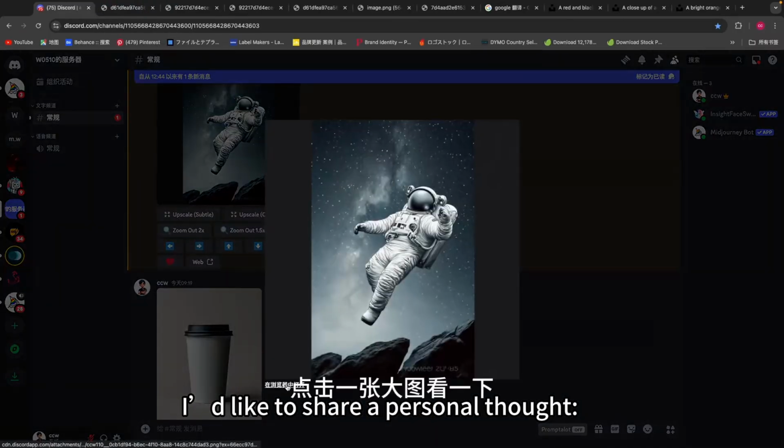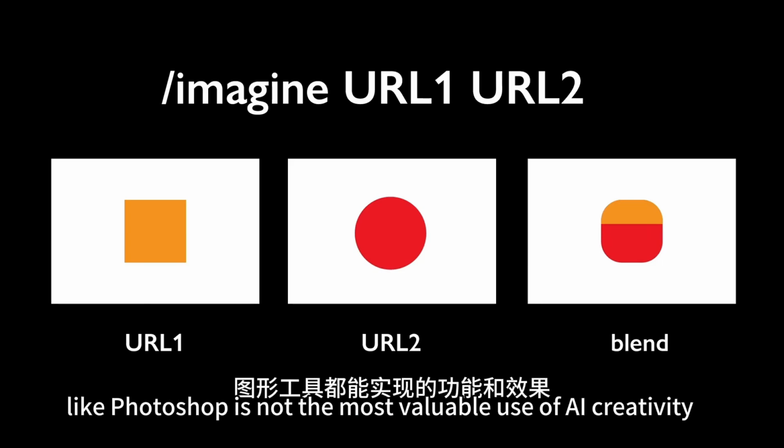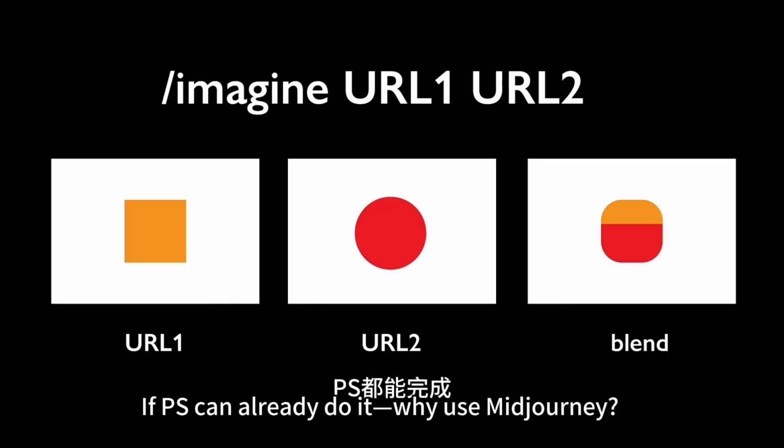Here, I'd like to share a personal thought. Any visual effect that can be easily achieved with traditional software, like Photoshop, is not the most valuable use of AI creativity. If PS can already do it, why use MidJourney?